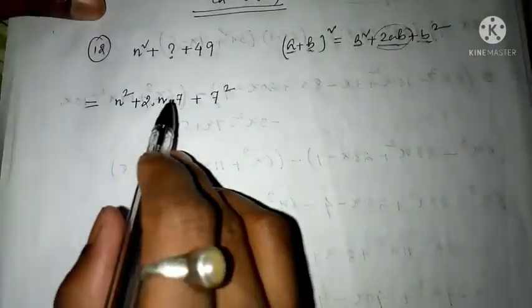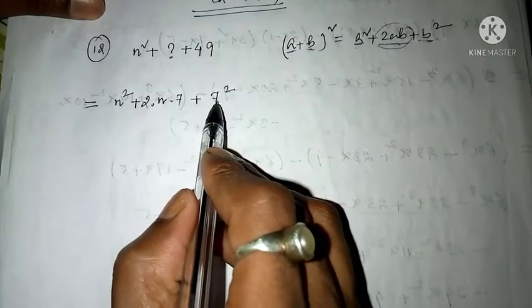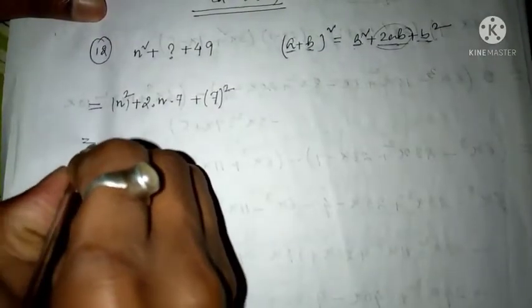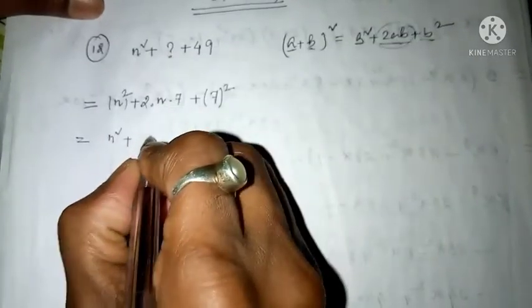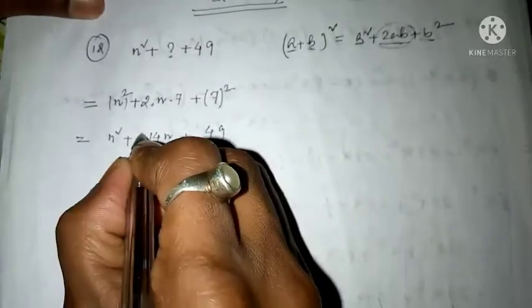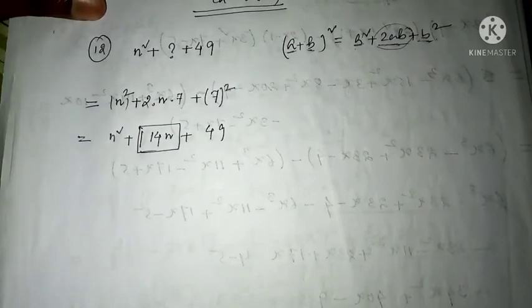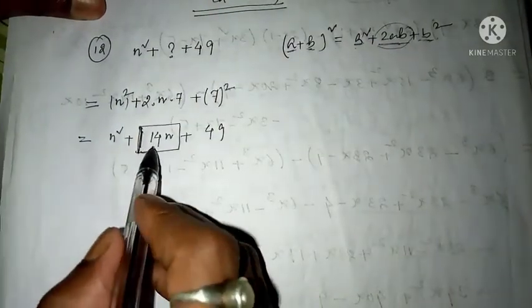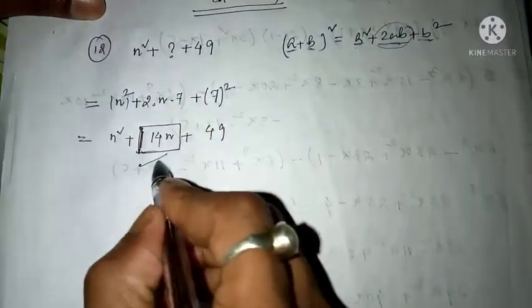So you don't get confused. Actually the third term is 7 square, but we need to write only 7 here. Or you can write it like this also, within the bracket, it is the same thing. Then you can see here, this is n square plus, now 2 into 7 is 14, so 14n plus 49. Now you can see this is the value of the middle term, that is 14n.